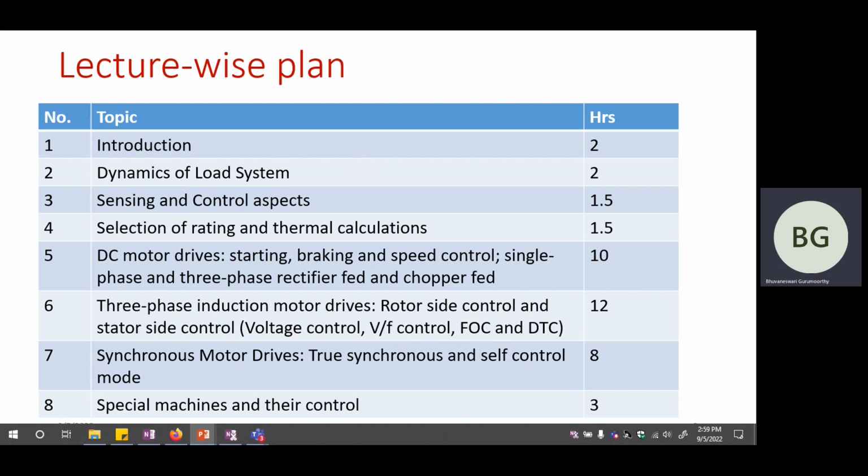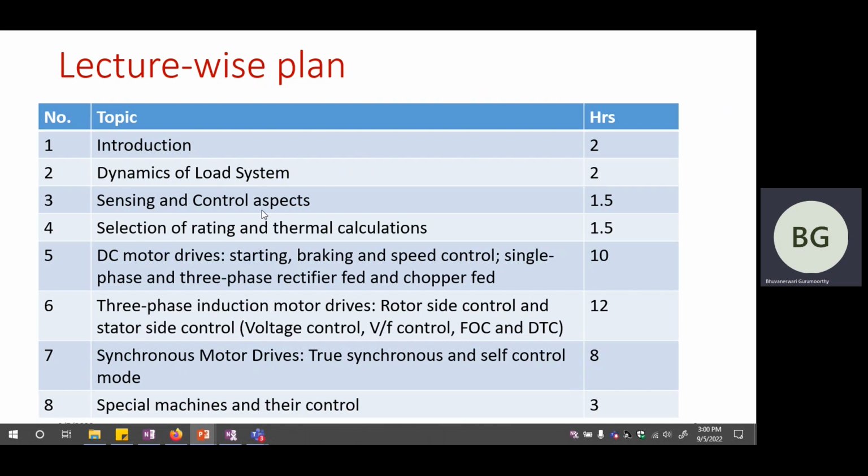So we'll be talking about different types of load systems as well as conversion mechanisms, how translational to rotational or rotational to translational conversion mechanisms work. And using those mechanisms, how do we arrive at what kind of rating of the motor we require? All those things will be decided based on what we discuss in the dynamics of the load system.